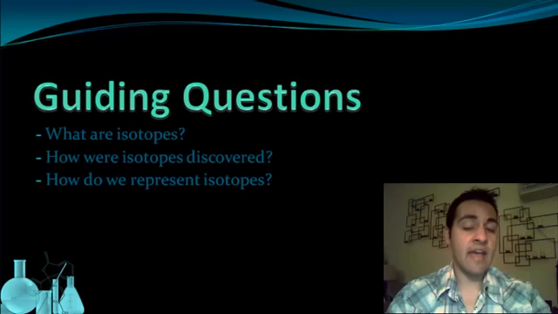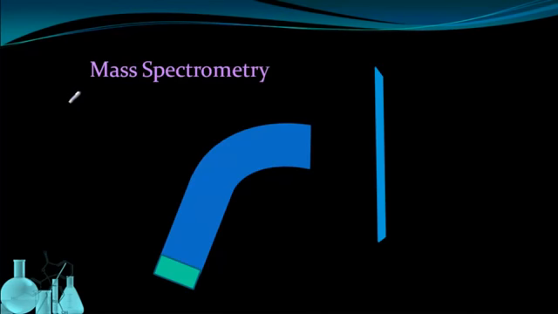He also said that atoms of a single element were all identical. In this lesson, we'll look at how that isn't the case, and that there are variations called isotopes. So let's start by talking about how isotopes were discovered.